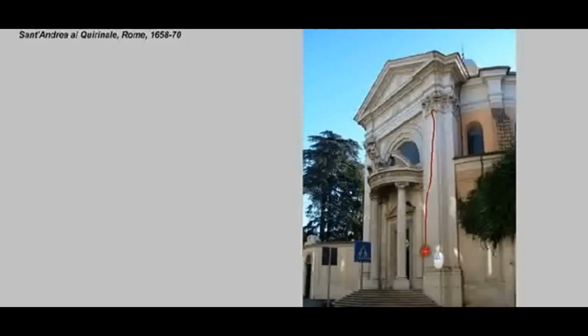Right here we have the colossal order used, this pilaster going all the way from the street level to the top. We have familiar classical elements, but used in perhaps a way you wouldn't have expected to see them in the Renaissance, with these little broken lines and contrasts of curving and straight forms. But again, it's a very theatrical, engaging, lively building and very typical of Bernini and typical of the Baroque.